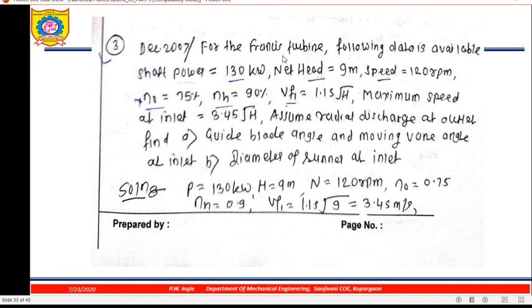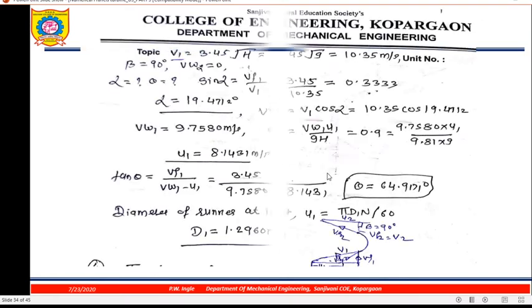Now next problem. For a Francis turbine, the following data is available. Shaft power is 130 kilowatt, net head is 9 meters, speed is 120 rpm, overall efficiency 75%, hydraulic efficiency 90%, Vf1 equal to 1.15 under root H, maximum speed at inlet is 3.45 under root H. Assuming radial discharge at outlet, calculate guide blade angle, moving vane angle at inlet, and diameter at inlet. So we solve step by step.